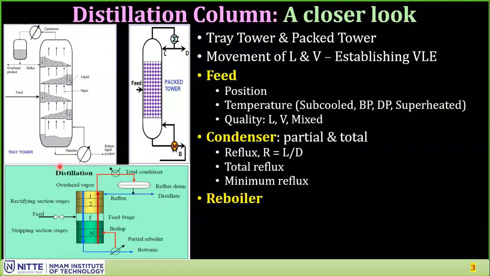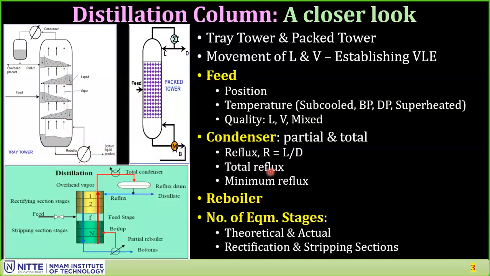Now the reboiler heats up the liquid that is coming down the column, and it issues vapor and sends it back to the tower. A fraction of that is taken as the bottom liquid product. We denote it as B, so we have F, B and D. The reboiler generally has one equilibrium stage. Then comes the number of equilibrium stages, which is the point of interest here.